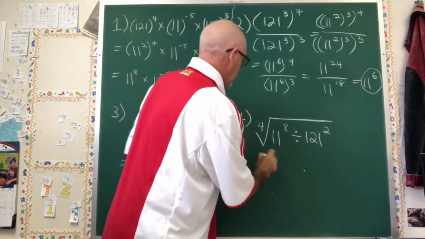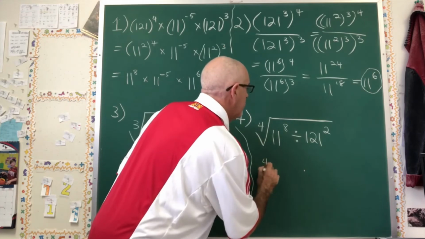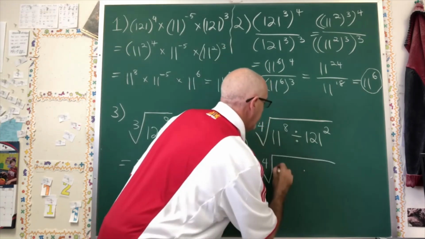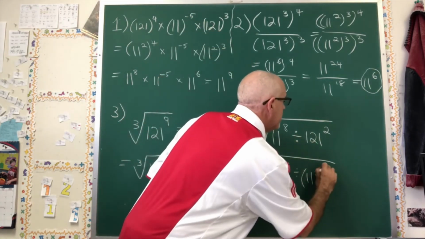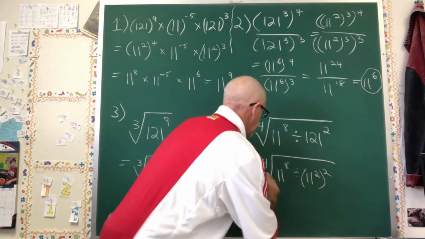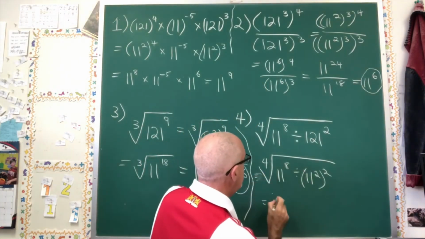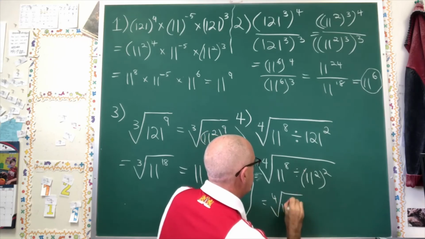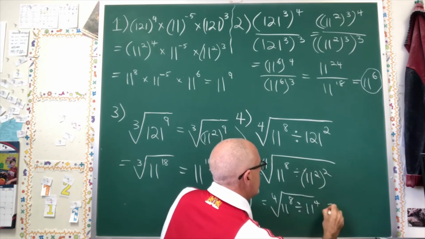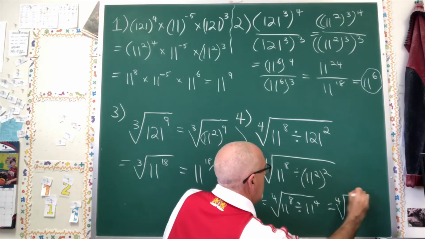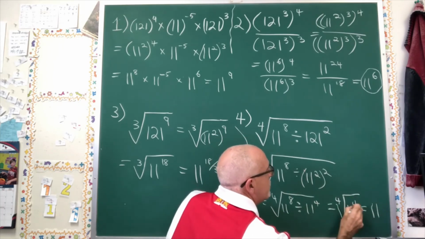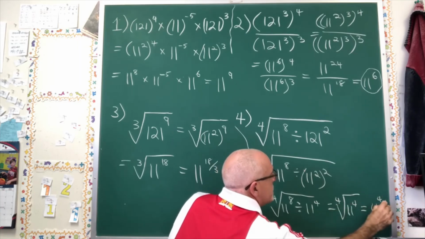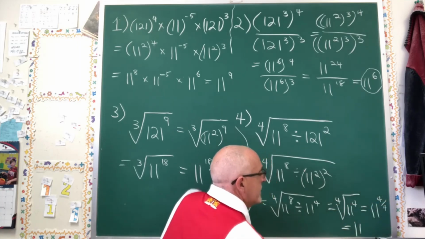And now let's do number 4. We have 4th root of 11 to the 8, I will leave alone for now, divided by 121, which is 11 squared, but it is being brought to the power of 2. 4th root of 11 to the 8 divided by 11 to the 2 times 2, which is 11 to the 4, which is 4th root of 11 to the 8 minus 4, which is 11 to the 4, which is same base. 4 becomes my numerator. This 4 becomes my denominator. I have 11 as my answer for this one.